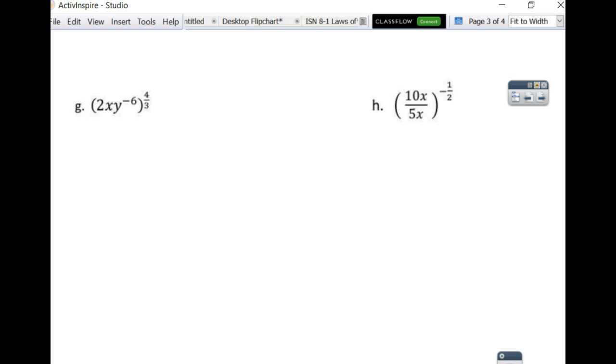All right? So we're raising to the 4/3. So that means multiply. And you have to do everything inside the parentheses. So I'm going to get 2 to the 4/3, x to the 4/3, and y, I'm going to put a 1 under the 6. So negative 6 times 4 gives me negative 24/3. So what is negative 24/3? Negative 8. So it's not happy on top, so where does that negative 8 have to go? To the bottom. So I'm going to have 2 to the 4/3, x to the 4/3, y to the 8th.